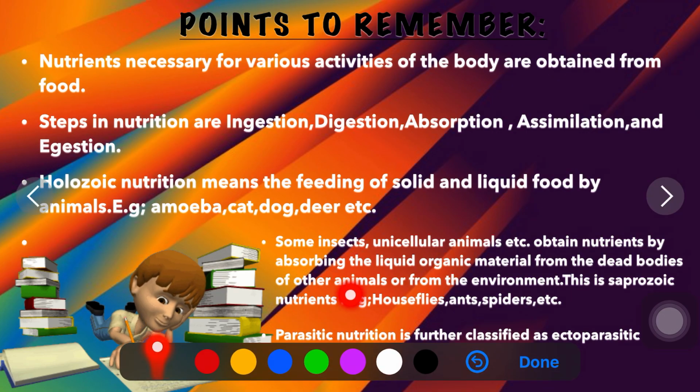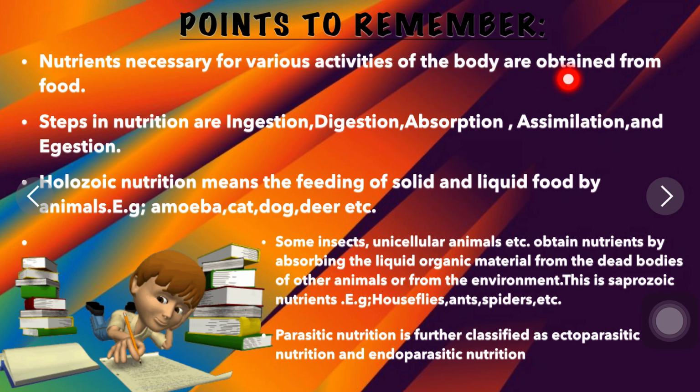Nutrients necessary for various activities of the body are obtained from food. Steps in nutrition are ingestion, digestion, absorption, assimilation, and egestion. Holozoic nutrition means the feeding of solid and liquid food by animals. For example, amoeba, cat, dog, deer, etc.